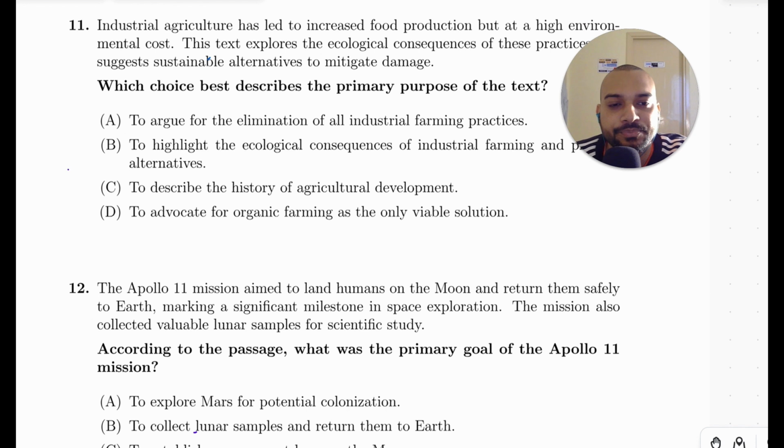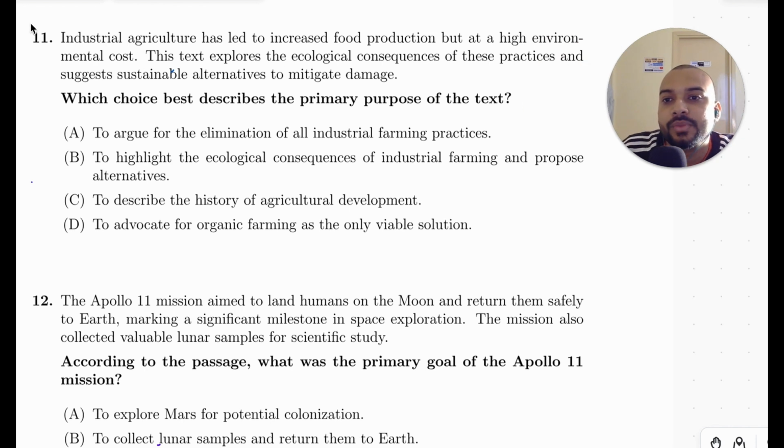Okay, question 11. Which choice best describes the primary purpose of the text? So, main purpose or primary purpose. No shortcut, read the complete thing. Industrial agriculture has led to increased food production, but at a high environmental cost. Okay, we're talking about increased food production at a high environmental cost.